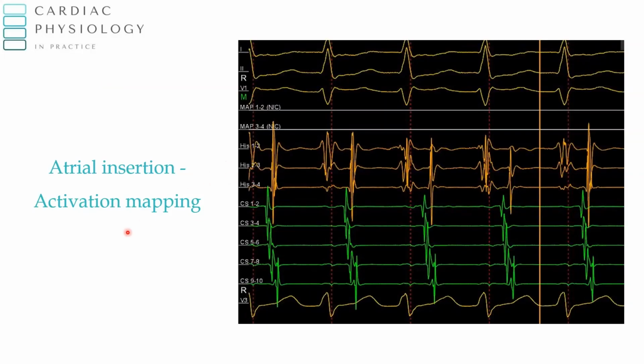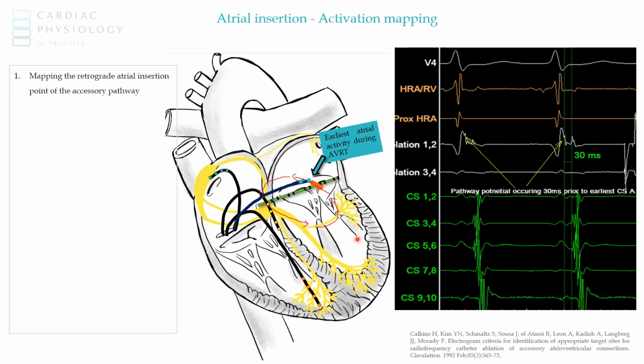So firstly, we're going to talk about activation mapping the atrial insertion. Activation mapping should map the retrograde atrial insertion point of the accessory pathway. This is where the accessory pathway inserts onto the atrial side of the mitral or tricuspid annulus. And this site should represent the earliest electrical activity of the atria in any catheter.